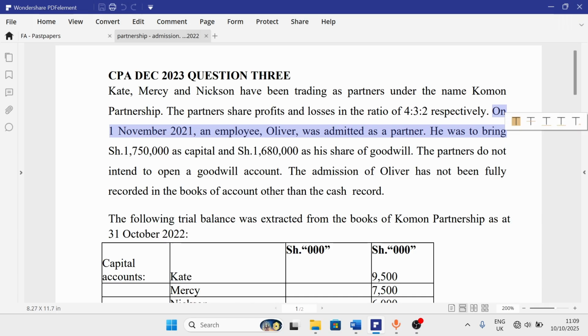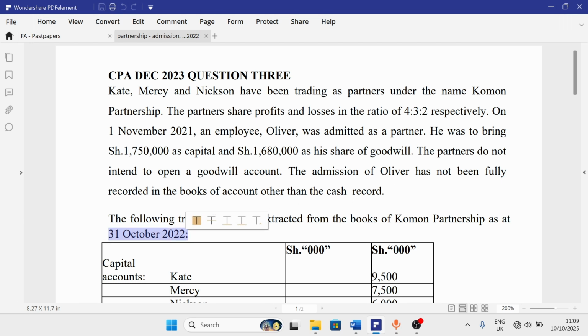On 1st November 2021, an employee, Oliver, was admitted as a partner. So did you note the date of admission? It was 1st November 2021. And when does their financial year end? Their financial year is ending on 1st October 2022. Oliver was not admitted in between the year. Instead, Oliver was admitted at the beginning of the financial year.